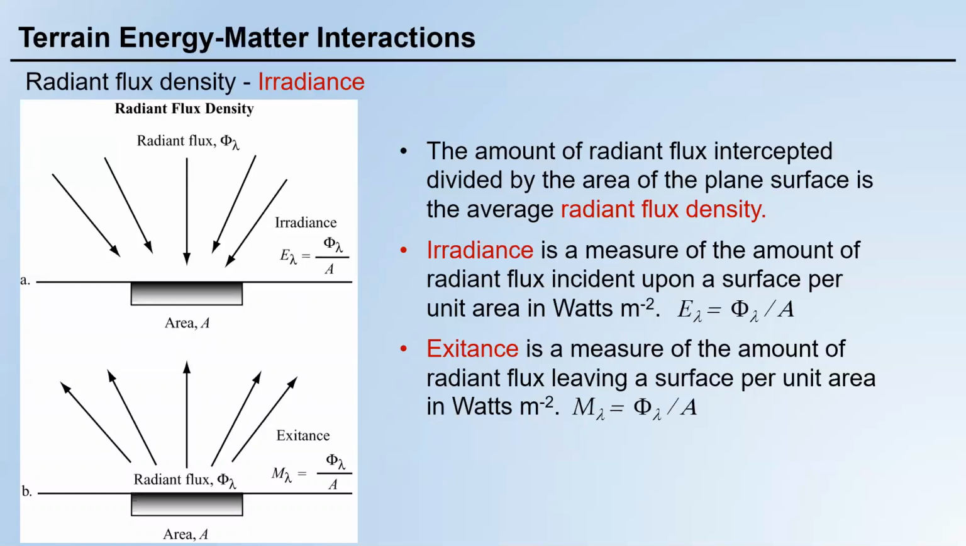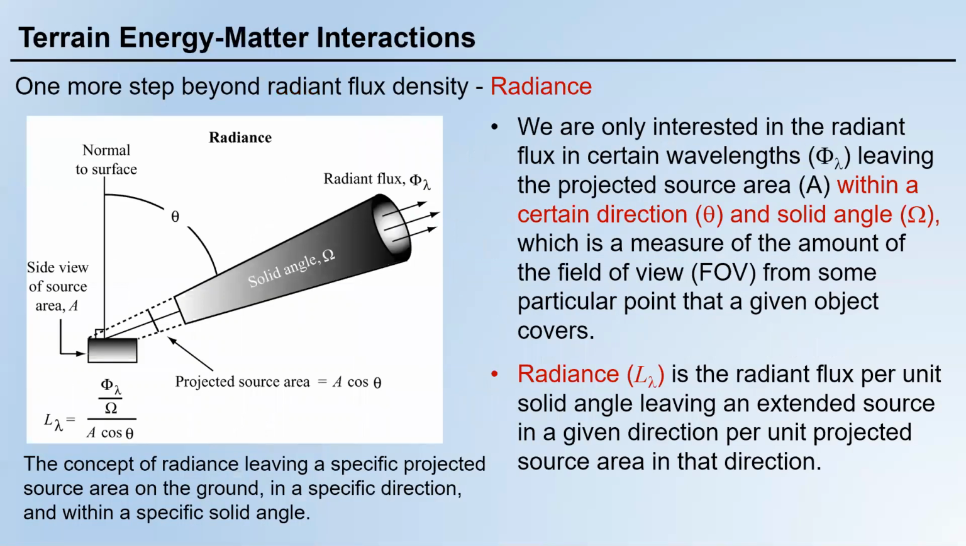And beyond that, irradiance is not good enough, because when we're using a sensor to collect the reflected surface energy, it can only collect the energy from some directions, but not all energies from all directions. So one more step beyond radiant flux density irradiance is something called radiance. We're only interested in the radiant flux in certain wavelengths leaving the projected source area within a certain direction and solid angle. It makes sense, right?